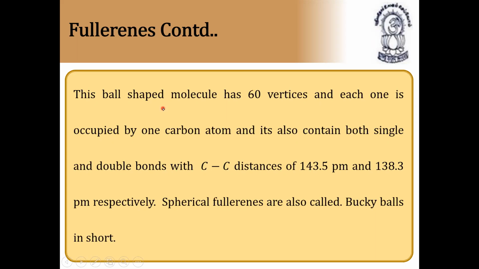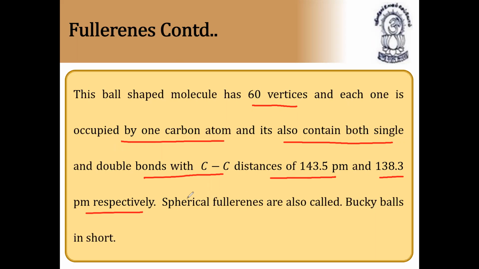This ball-shaped molecule has 60 vertices. How many vertices? It has 60 vertices, each one occupied by one carbon atom, and it also contains both single and double bonds with CC bond distances of 143.5 picometers for the single bond and 138.3 picometers for the double bond respectively. Spherical fullerenes are also called buckyballs in short, or we can say it is just like a football. It almost resembles a football.